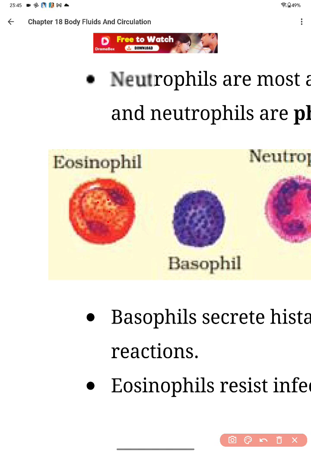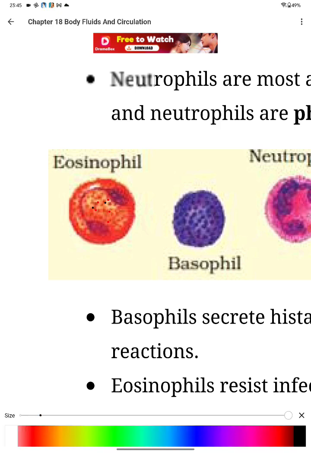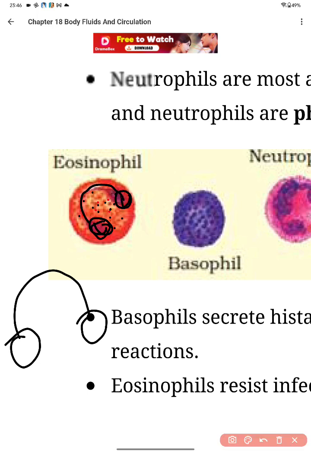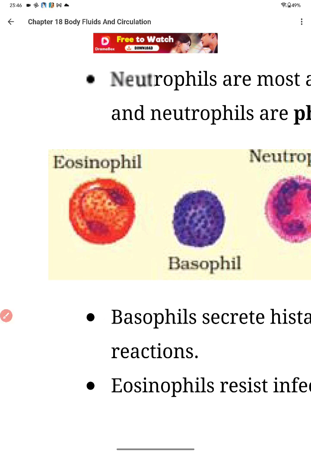Granulocyte means they have some granules. Can you see this? They have some granules, and can you see the nucleus of this eosinophil? It looks headphone shaped. Have you seen headphones, what you keep on your ears and listen to music? So these are headphone shaped, isn't it? And it has some dot particles, granules, in its cytoplasm. These are called eosinophils. So that's why it is called a granulocyte.